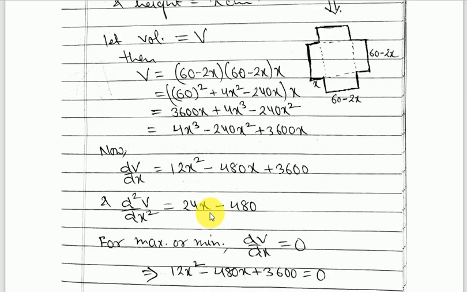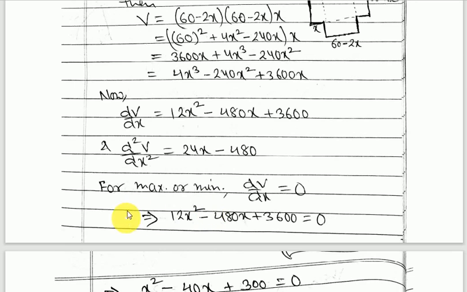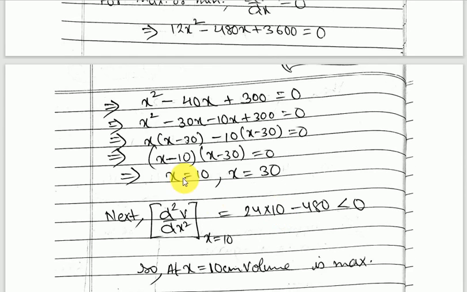Now you got this expression for volume in terms of a single variable, so differentiate it. You get the first derivative over here, and this is your second derivative. For maximum and minimum value, first derivative should be equal to 0. So put this equal to 0, find the value of x. Here you will get two values of x: x equal to 10 and x equal to 30.